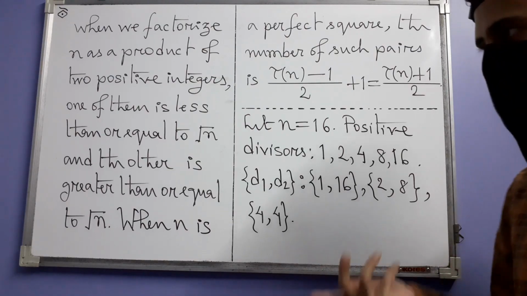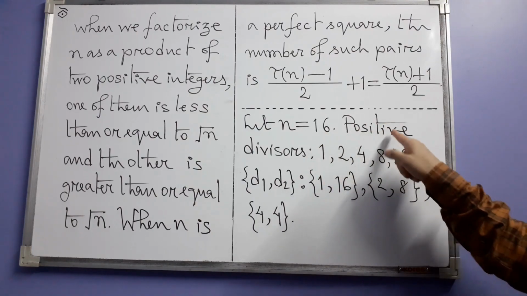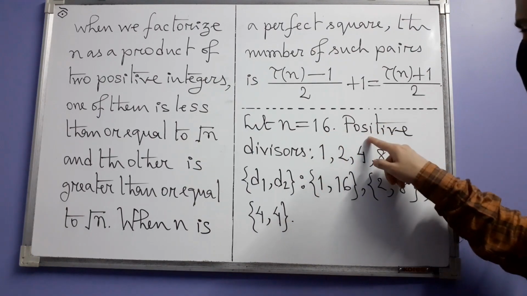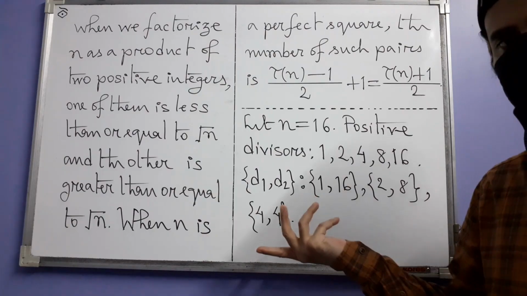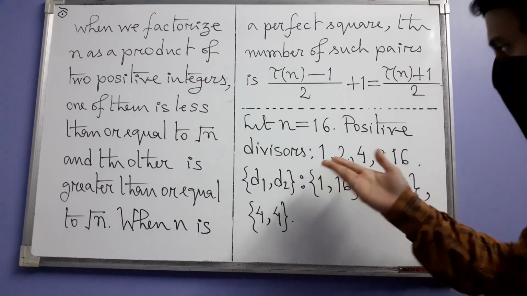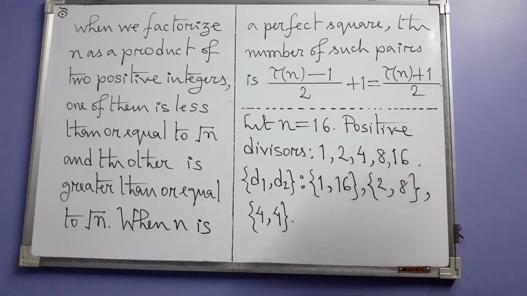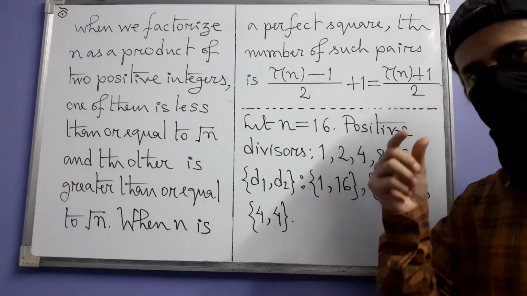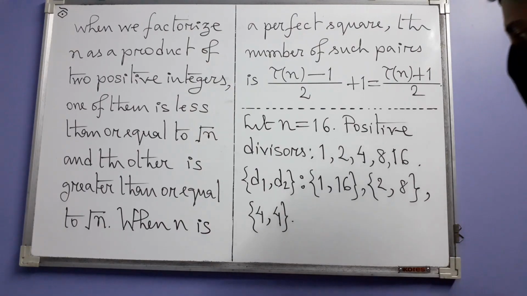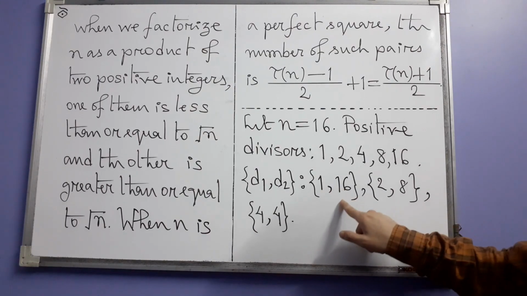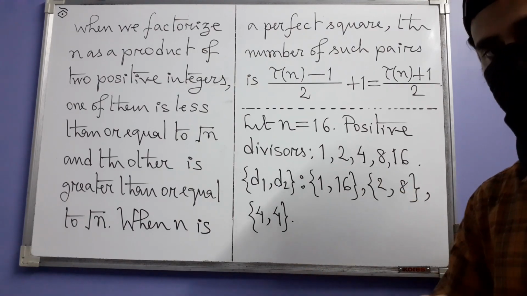How exactly? Let's take one example to understand better. Say n is 16, then 16 is a perfect square, 4 squared. Then the positive divisors of n are these. Tau of 16 is 5, you can calculate. And actually you can see the positive divisors. There are 5 divisors: 1, 2, 4, 8 and 16. So in this case, if you find the pairs of numbers d1, d2, then one pair is 1 and 16, the other pair is 2 and 8, and there is one more pair, 4 and 4.